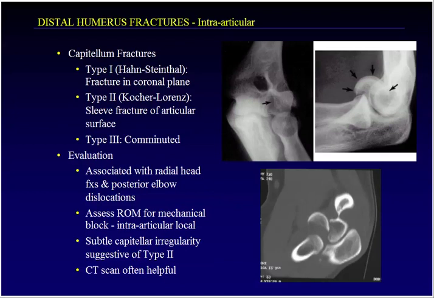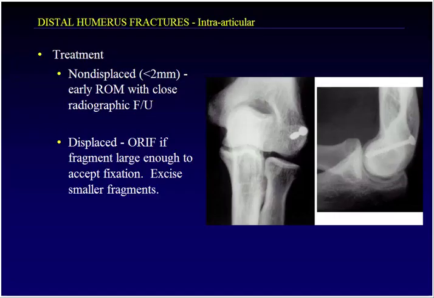If you have subtle capitellar irregularity, that would be suggestive of a sleeve fracture, a type 2 fracture, and CT scan can also be helpful in that diagnosis. If you have a non-displaced capitellar fracture, less than 2 millimeters displacement, you can treat those with early range of motion and close radiographic follow-up. If the fracture is significantly displaced and the fragment is large enough, you treat it with ORIF. If it's a displaced small fragment, then you treat those with fragment excision.